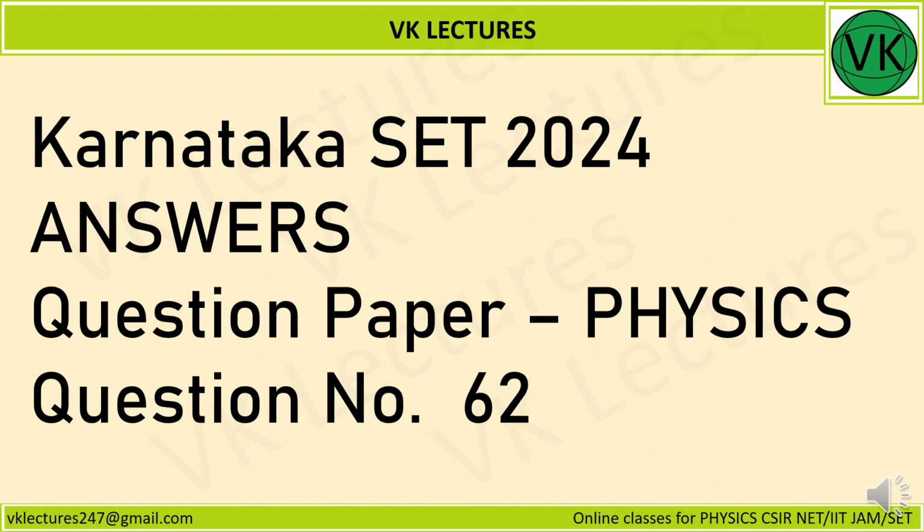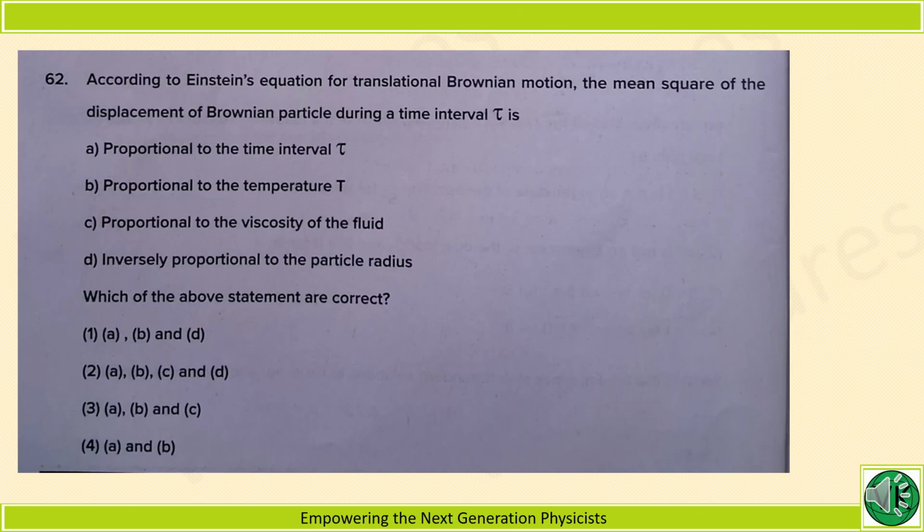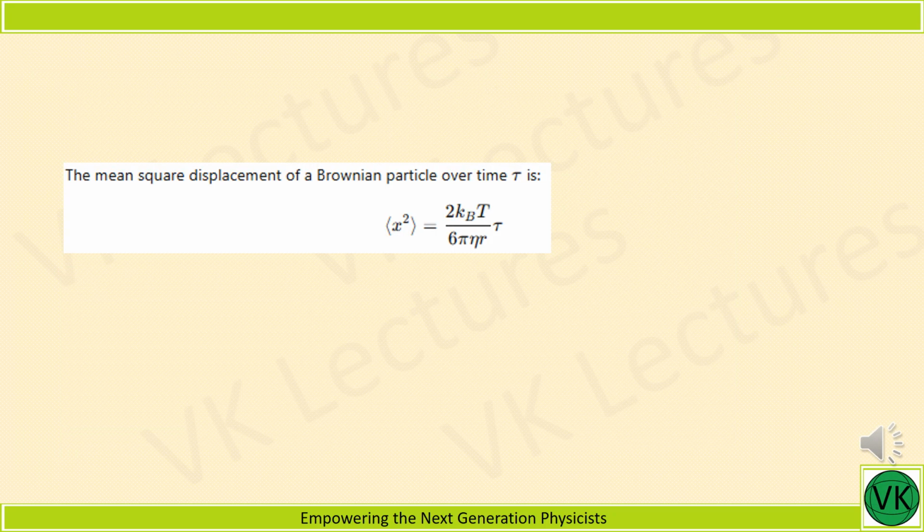In this lecture, we will be discussing question number 62 from the Karnataka CET 2024 Physics question paper. According to Einstein's equation of translational Brownian motion, the mean square of the displacement of a Brownian particle during the time interval tau is given. Four options are there. The parameters on which the mean square displacement of a Brownian particle depends. Okay, now let us see what the formula is.